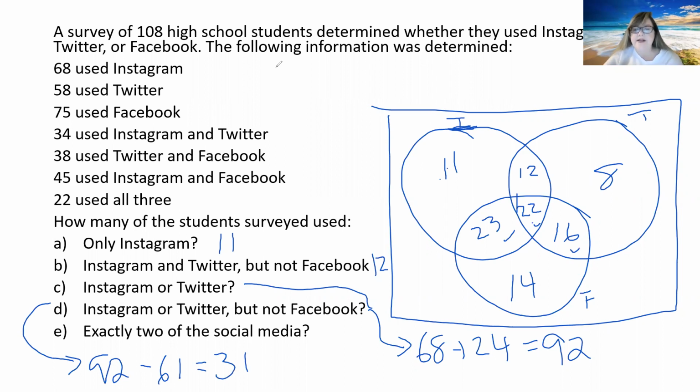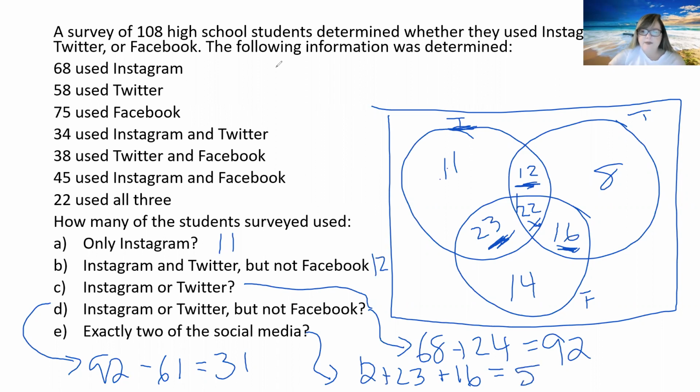All right, exactly 2 of the social media. Here we're using 2 of the social media. Here we're using 2 of the social media. Here we're using 2 of the social media. Not here. This is 3 of the social media because it's in all 3 circles. So for this one, I'm going to do 12 plus 23 plus 16. That would be 51. And there you have it.